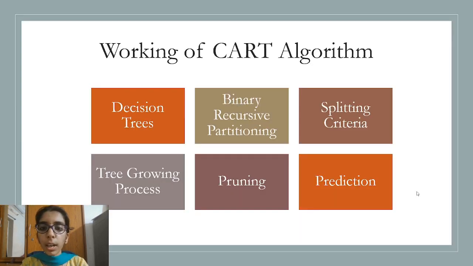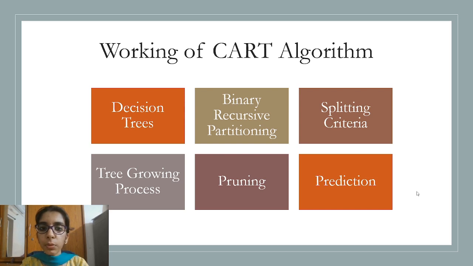Now let us see how a CART algorithm works. The CART algorithm works by iteratively partitioning the dataset into smaller subsets based on the values of features. At each step, it selects the feature and threshold that best splits the data, aiming to minimize the impurity or variance within each subset. This process is repeated recursively for each subset until a stopping criterion is reached. Once the tree is constructed, it can be used to make predictions on new data by traversing the tree from the root to a leaf node.